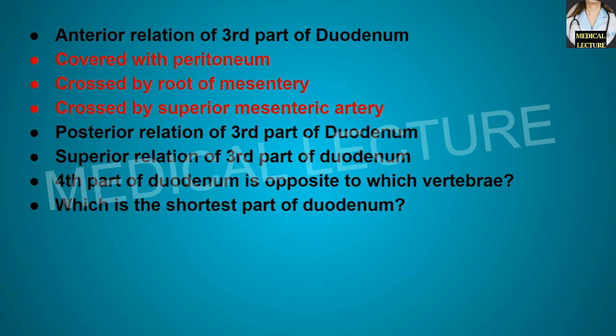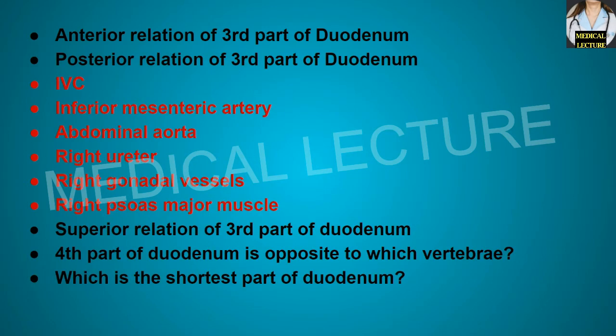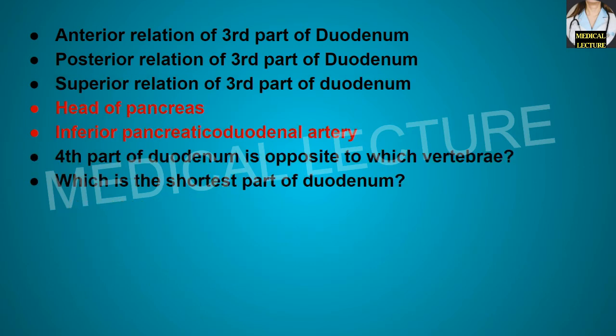What are the posterior relations of the third part of duodenum? So inferior vena cava, inferior mesenteric artery, abdominal aorta, right ureter, right gonadal vessels and the right psoas major muscle. What are the superior relations of the third part of duodenum? So these are head of pancreas and the inferior pancreatico-duodenal artery.